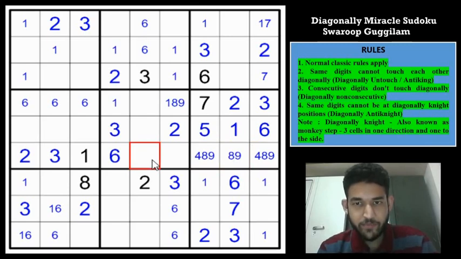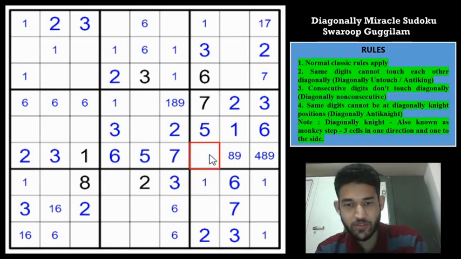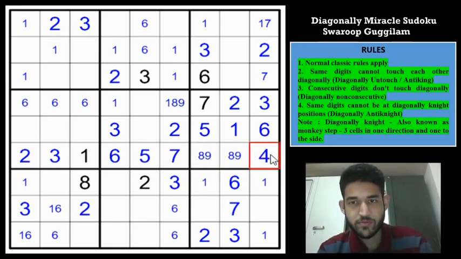And this must be 1, 2, 3, 6, 4, 8, 9, 5 and 7, right? This is diagonally touching the 5, so this would be resolved now. This is a 7 and this is a 5, right? Okay. 4 is eliminated from here because it's diagonally consecutive to the 3, so this is 8 and 9. And that gives us a 4 here.